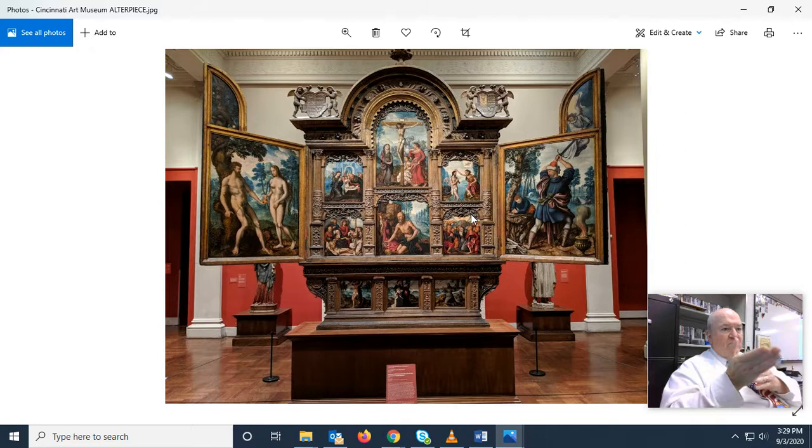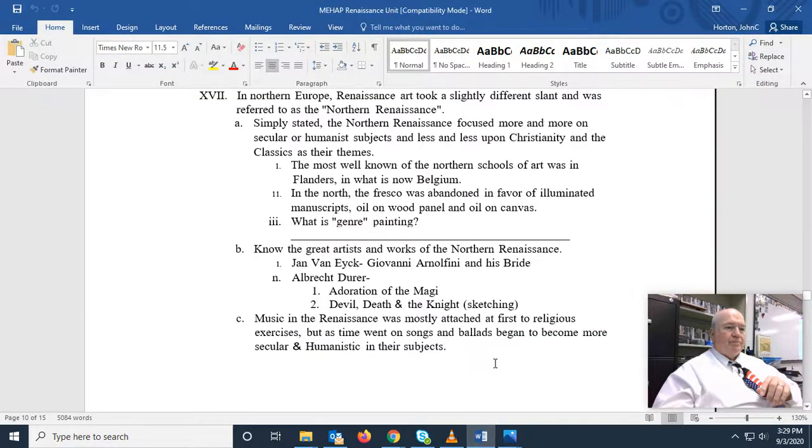And in the Northern Renaissance, the Renaissance had evolved northward from Italy to the rest of Europe. The ideas of the Renaissance spread largely by the printing press. And so, yes, the type of art had also migrated northward. Okay? All right. Know the great artist, Jan van Eyck. Oh, Giovanni Arnolfini and his bride. Albrecht Dürer, The Adoration of the Magi, Devil, Death, and the Night, which are sketchings.